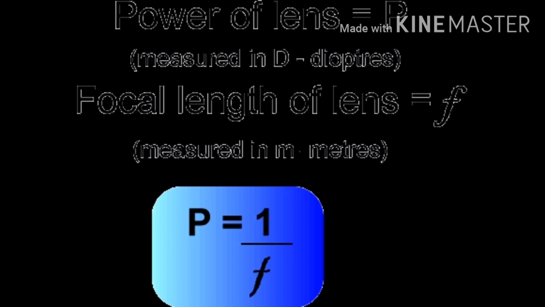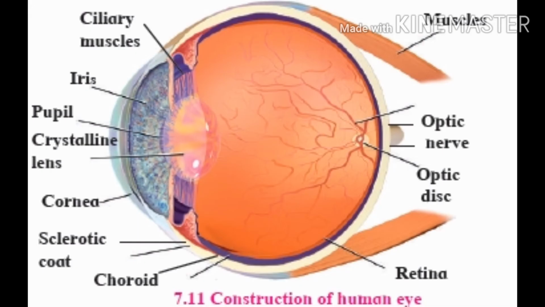If two lenses with focal lengths f1 and f2 are kept in contact with each other, the combination has an effective focal length, which is given by the formula 1/f = 1/f1 + 1/f2. Now let us learn about the human eye and the working of its lens.